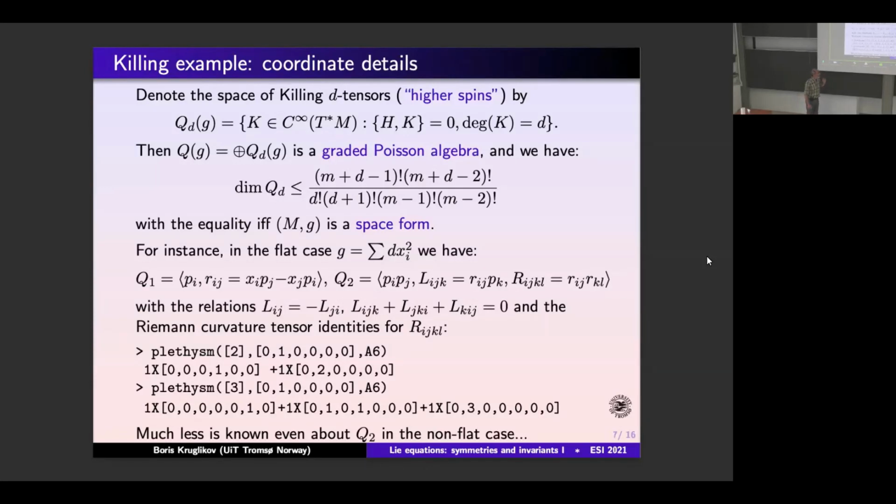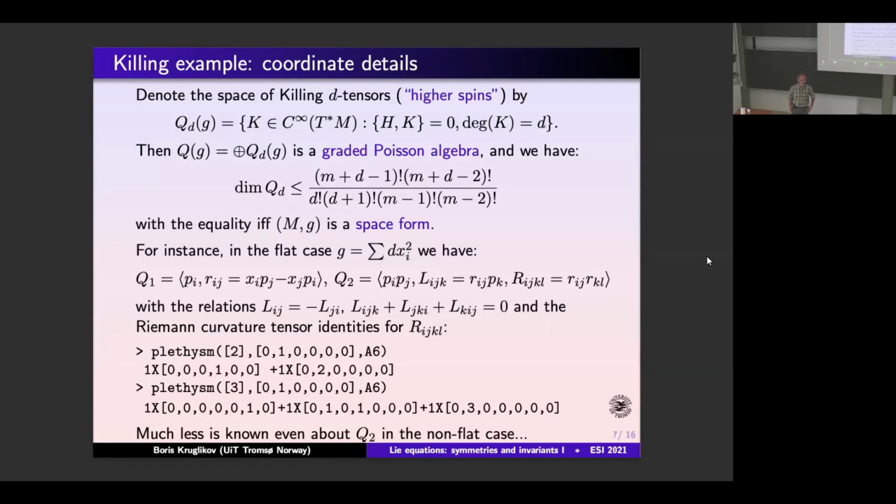Okay, if you go to curved stories, not much is known. Things known about Q1, of course, it's just the symmetry algebra, no restrictions on dimensions and so forth. But even about Q2, things are largely unknown, actually. Right. So, for example, what is the next maximal dimension after the top one? That's not answered.